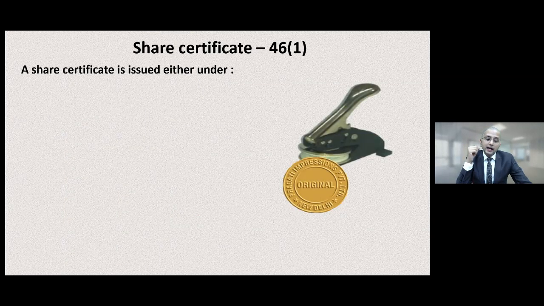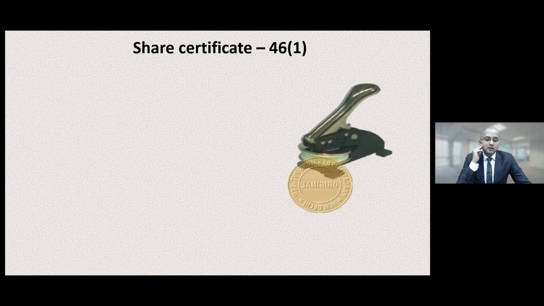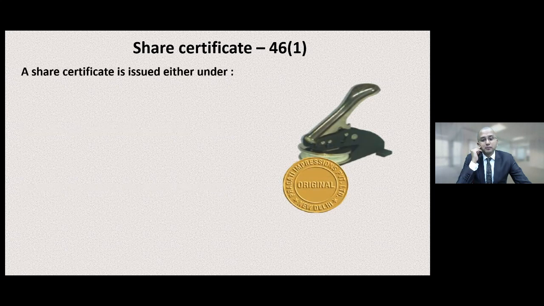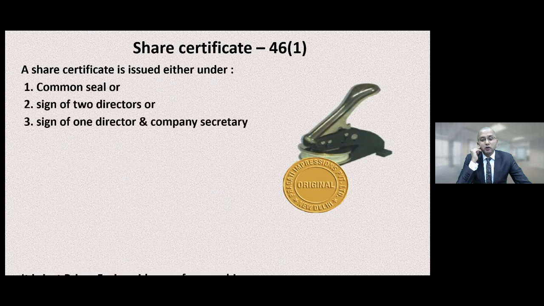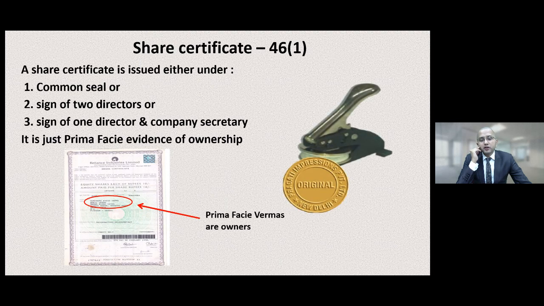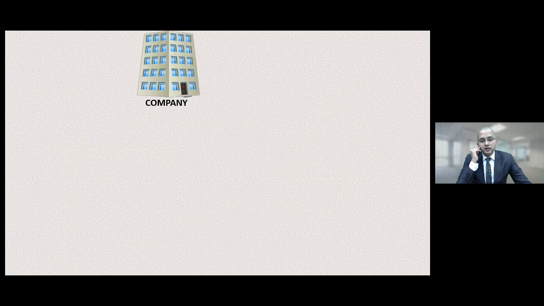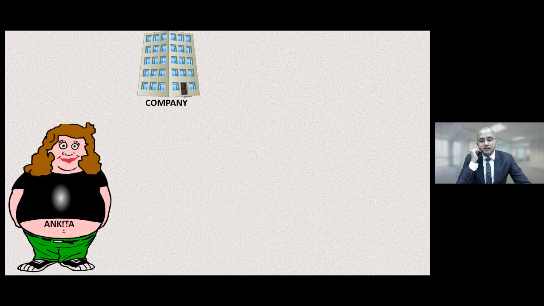First of all, I explain one point. Then I click next, so the other point appears, then I click next. I keep on explaining and keep on clicking next. So I teach about forgery. This is the company. This is one of the shareholders of the company, named Ankita. Ankita has got a share certificate on which the name of Ankita is written.